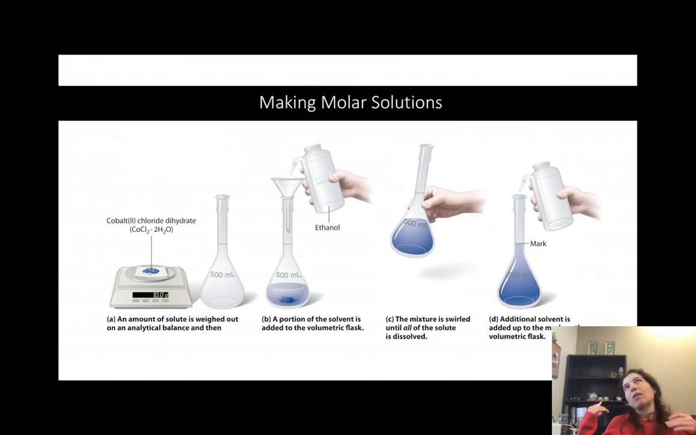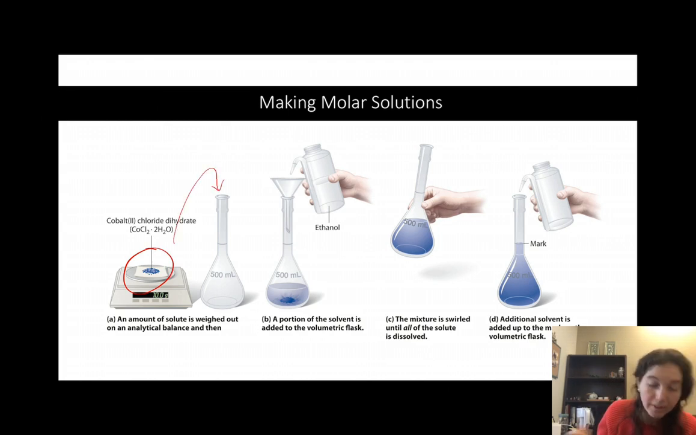Now, once we get our amount of solute measured out on the balance, then we want to make a solution. In order to make solutions in the lab, these are the steps that we take. You'll be doing this in one of your lab trainings. You'll take your solid that you measured out, and you're going to put that into a flask.